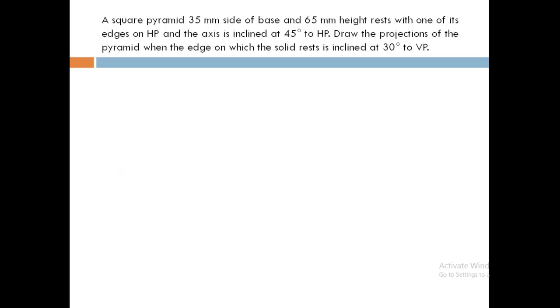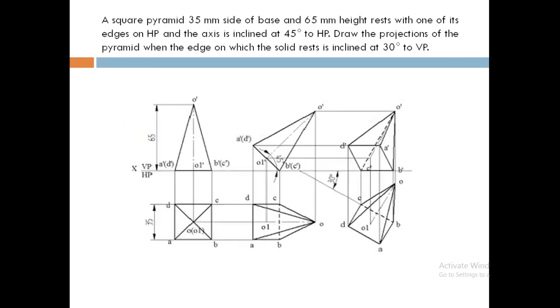I'll show you with an example here. I've taken an example of a square pyramid of sides 35 mm and height 65 mm. Here in this problem, it is resting on one of its base edges on HP, and the axis inclination is given with respect to HP. And here you can see the inclination with VP is given with respect to the edge on which the solid rests. Here it is not given with respect to the axis of the pyramid.